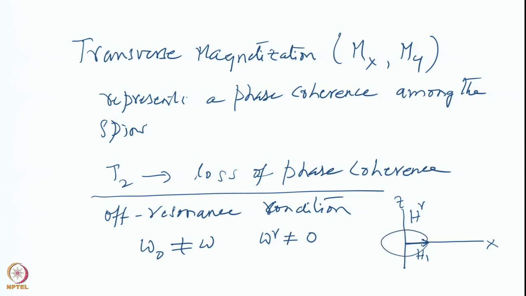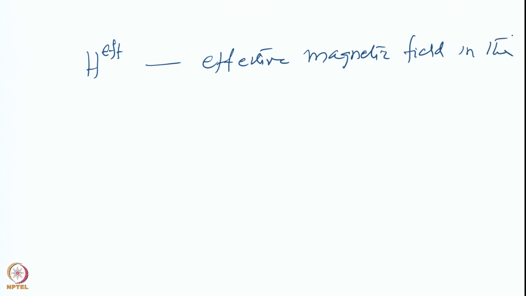So, this is precessing here, and HR is the field along the Z axis in the rotating frame, because we are sitting on the RF and looking at it. Okay. And now, what is the effective field? The effective field is a vector addition. So, suppose I have this vector here like this, the HR is represented like this, then I will have here a vector addition, which is this, and this is called H effective, the effective magnetic field. So, H effective is the effective magnetic field in the rotating frame.